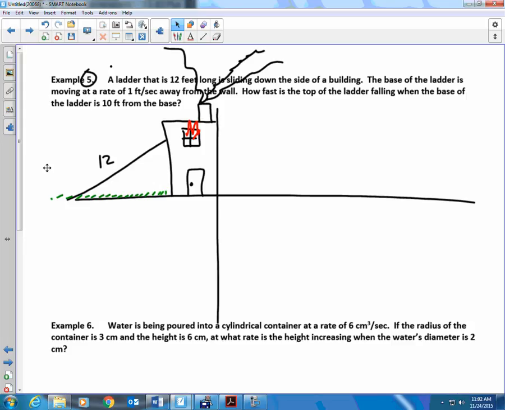Okay. So it says the base of the ladder is moving at a rate of 1 foot per second away from the wall of the building. How fast is the top of the ladder falling when the base of the ladder is 10 feet from the wall? Thoughts?